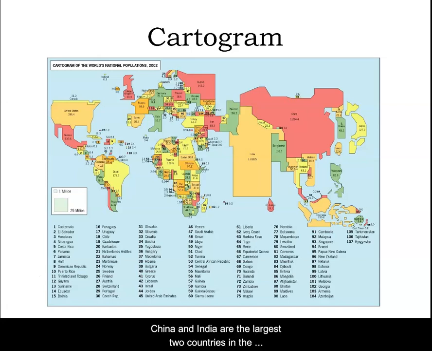So China and India are the largest two countries in the world, and what other countries you normally might expect to see on the map, Canada in particular, much smaller than what you'd expect it to be. Same with Russia.